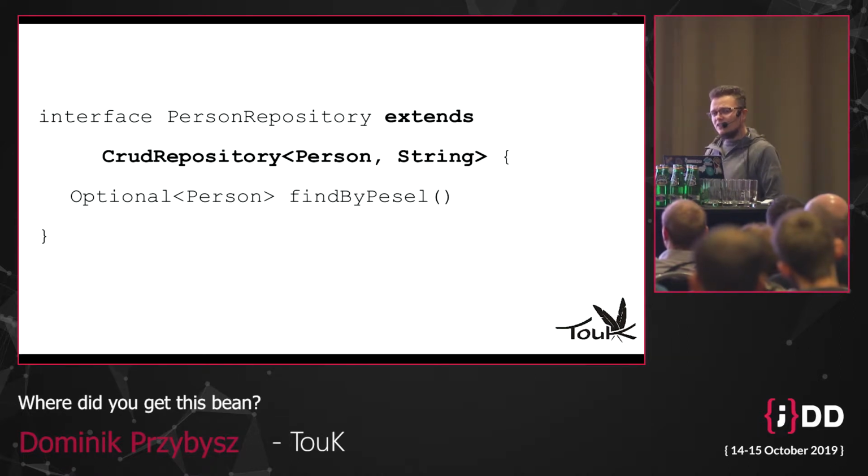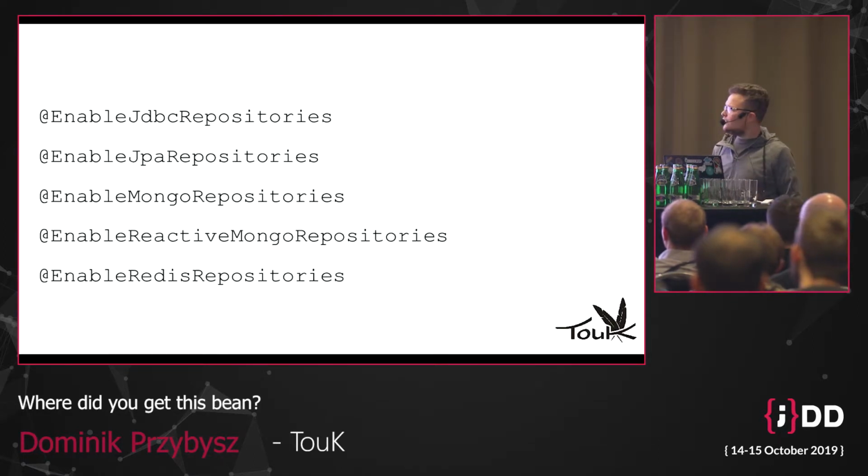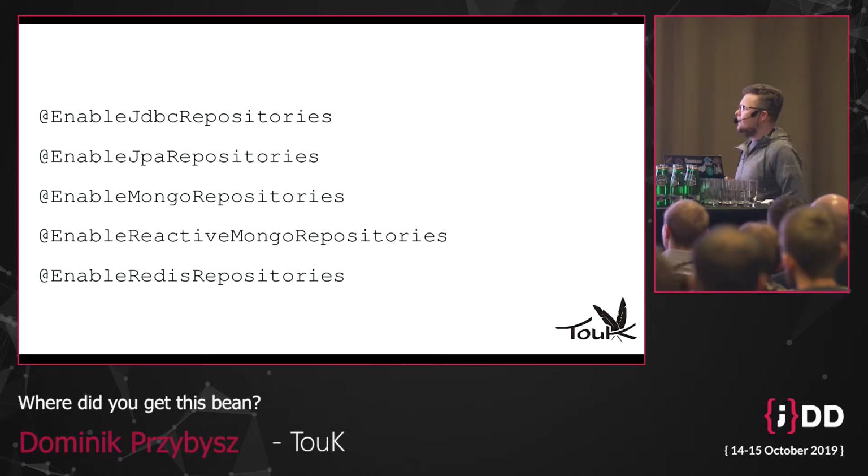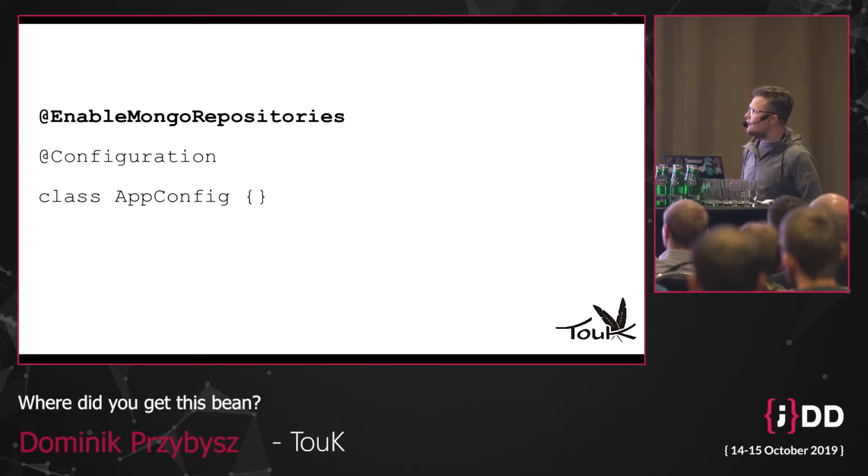But what database is under the hood? How to select what type of database we want to have? We have specific annotations like Enable-something-Repositories. We have a lot of them, one for each Spring Data project. And for example, we choose that we want to have the Mongo repositories. Okay, all the repositories now will be created as Mongo repositories.